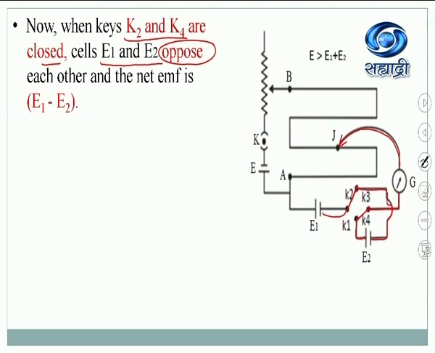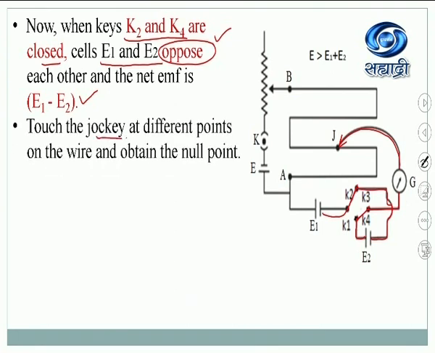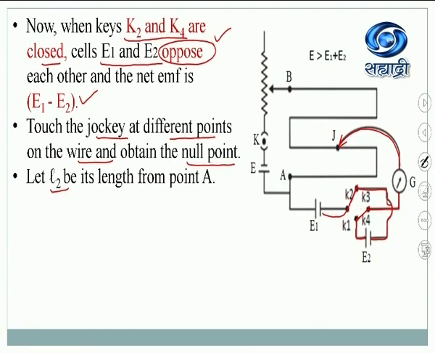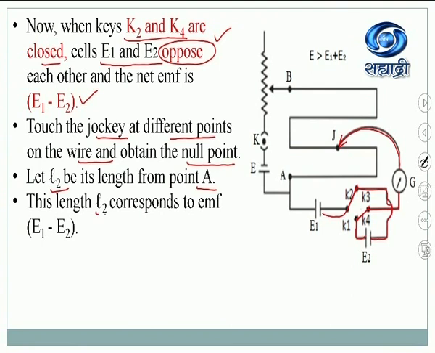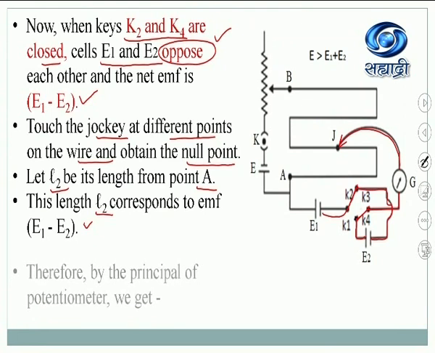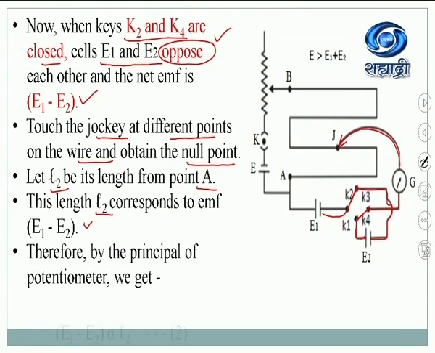So in this case, the cells oppose each other, meaning their EMF will be E1 minus E2. Again, the procedure next is the same. Touch the jockey at different points on the wire and obtain the null point. Same procedure. Let L2 be its length from point A. Now we know this procedure well. This length L2 will correspond to the EMF E1 minus E2. So from the principle of potentiometer, we get E1 minus E2 proportional to L2. This is equation number 2.